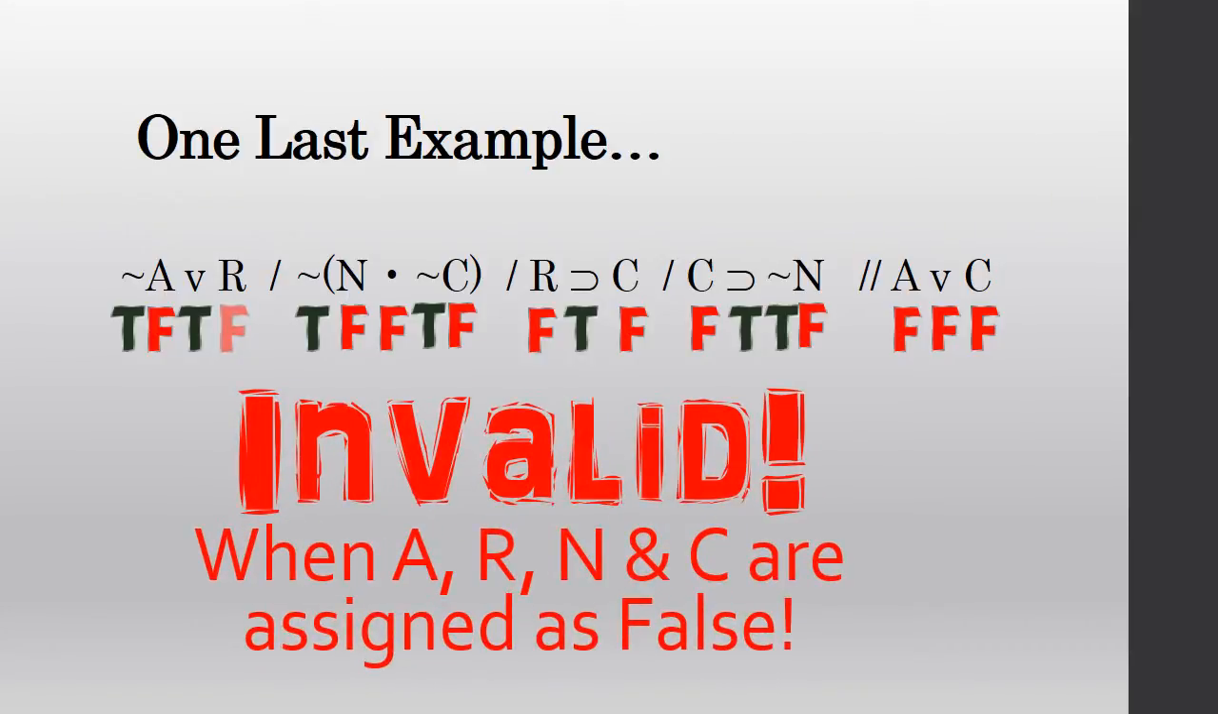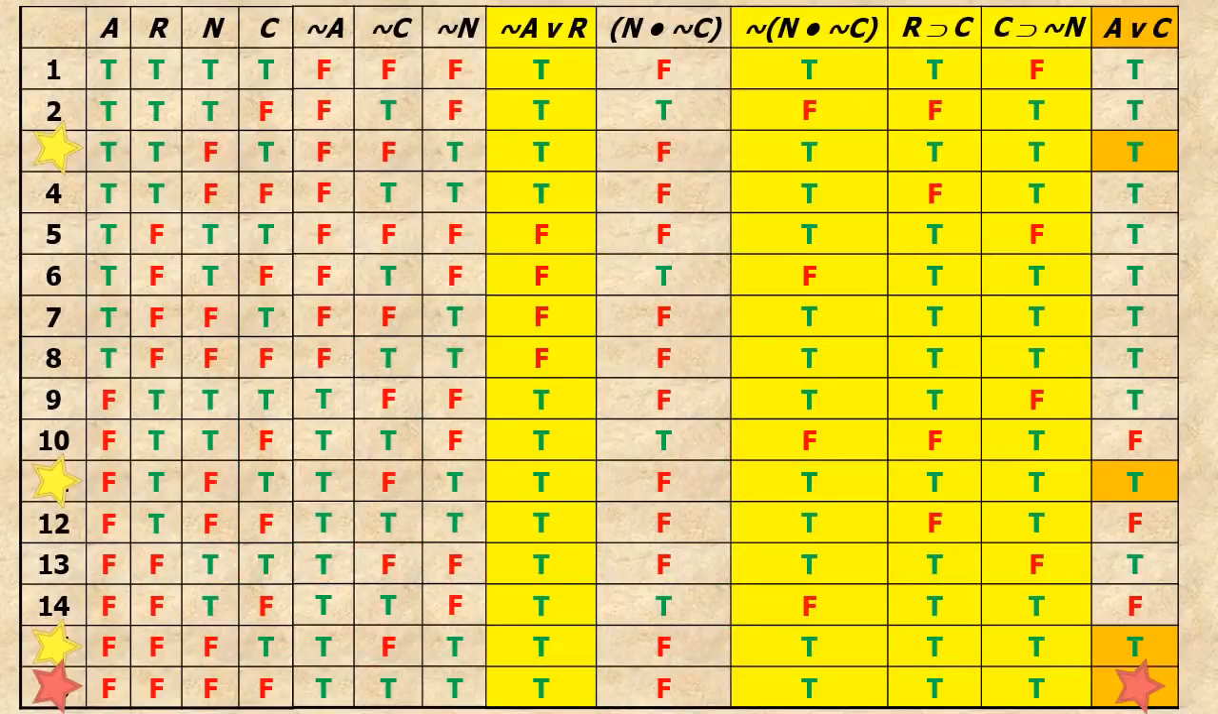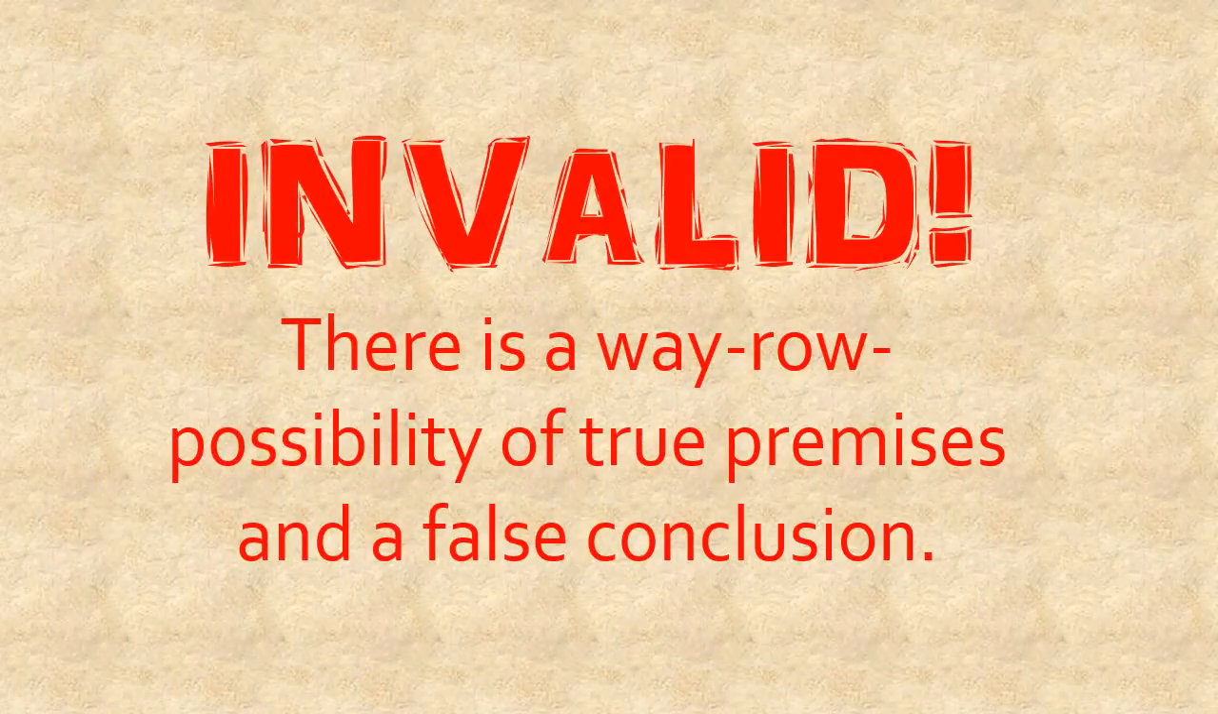So this argument is invalid. We got a perfectly consistent assignment of truth values in this argument. We have not violated any rules for the connectives, so we know that when A, R, N, and C are false, the argument's going to be invalid, and that's exactly what we found on row 16 of our truth table. So basically, we found our invalidating row in a much shorter, much more convenient fashion.